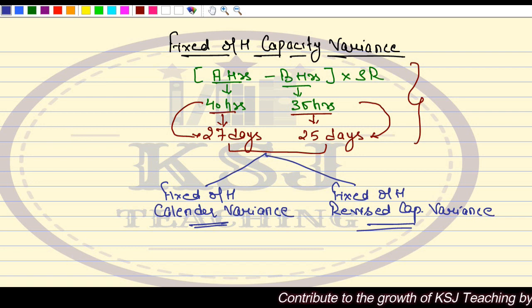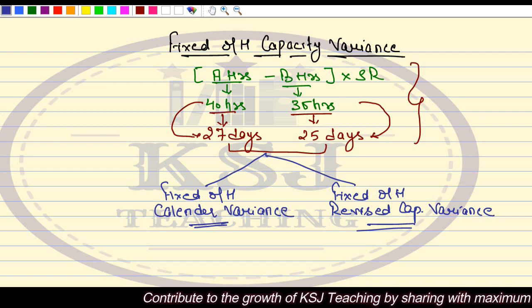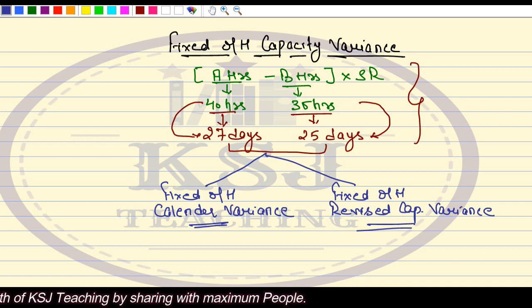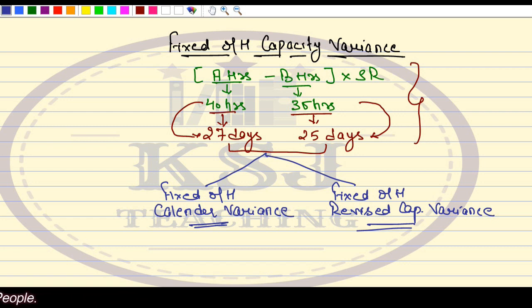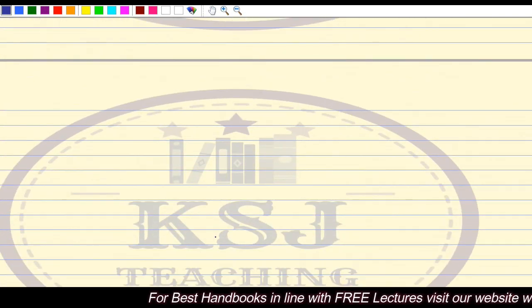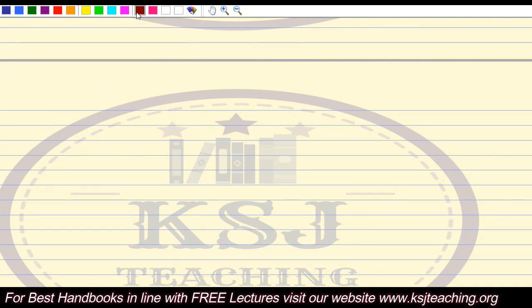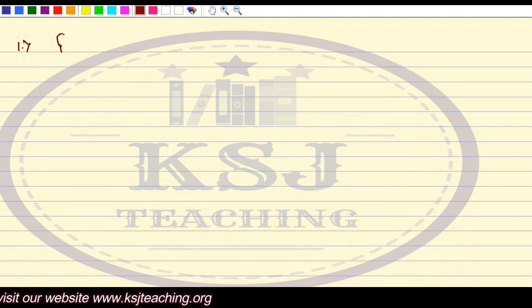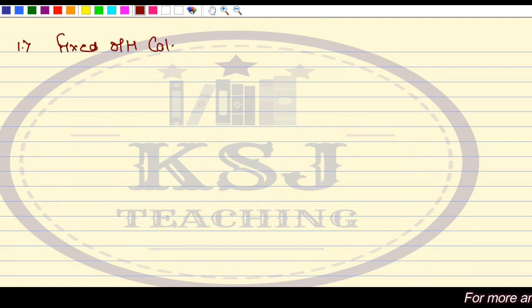The calendar variance is the variance due to the difference in the number of days that he is working, right? And because the capacity was not judged correctly because of the difference in days, we will calculate the fixed overhead revised capacity variance. Okay, so let's see what is fixed overheads calendar variance. First is fixed overheads calendar variance. Let's see.